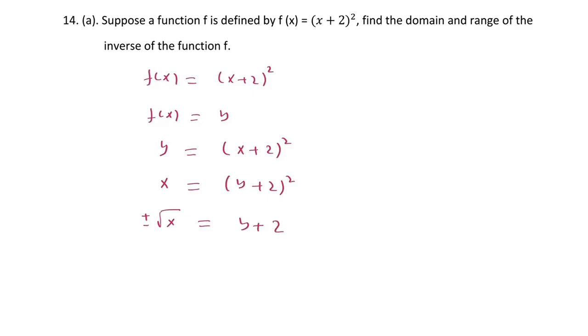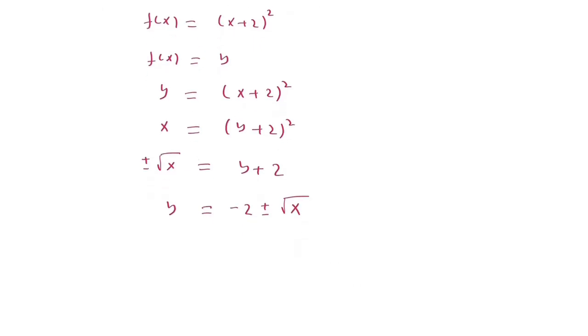Okay, so next let us make y the subject. Then our expression is going to be y equals -2 plus or minus root x. Now we are going to let y equal the inverse of f of x. Now the inverse of f of x is going to be -2 plus or minus root x. And this is going to be our answer.